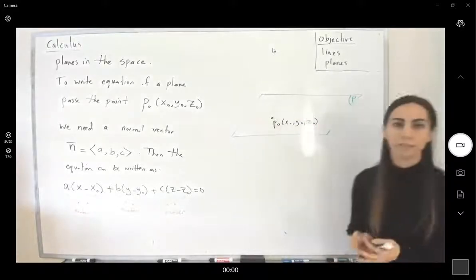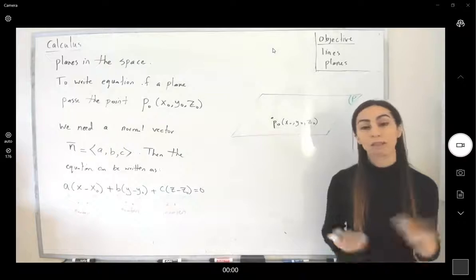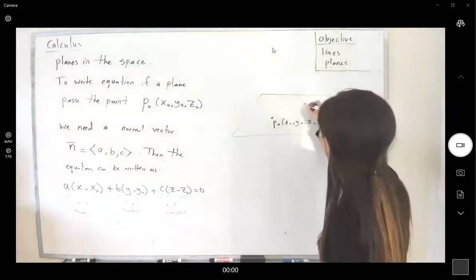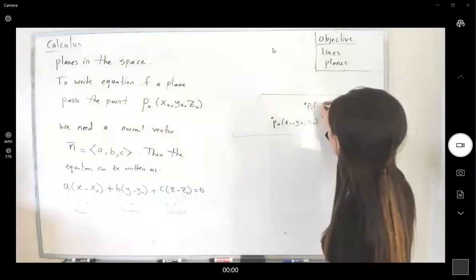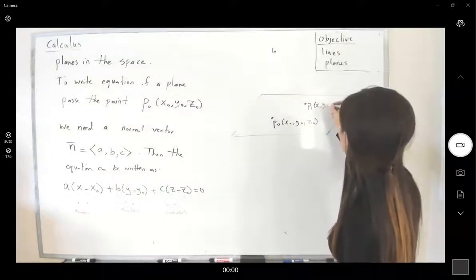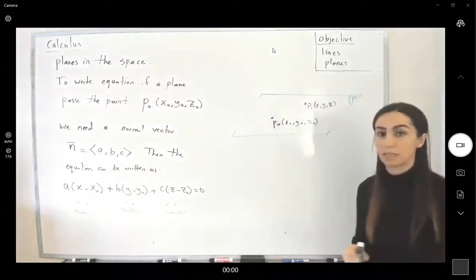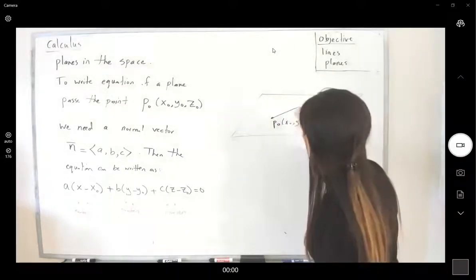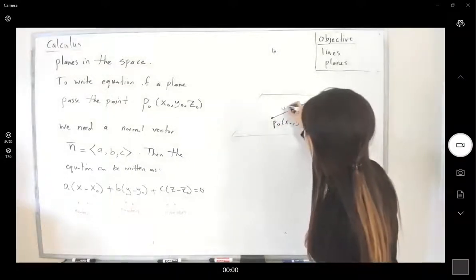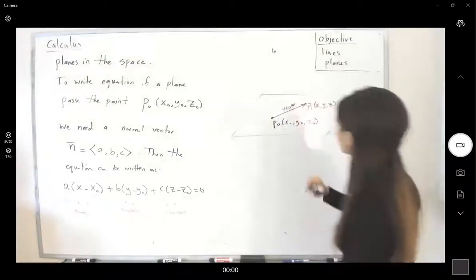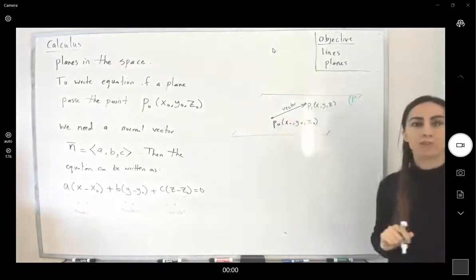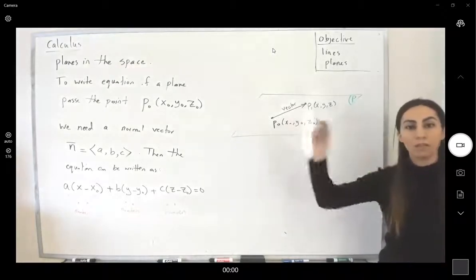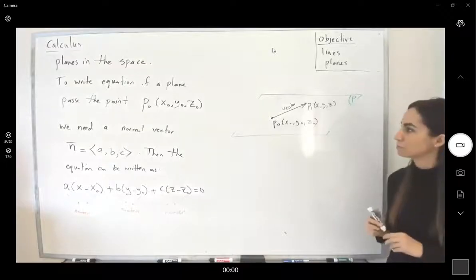Since this is a plane, it passes through many points. Let us take another point like P sub 1 with coordinates x, y, and z, and construct a vector in the plane. This vector passes through these 2 points, so it can be written as P sub 0 P sub 1 with a bar on top of it.